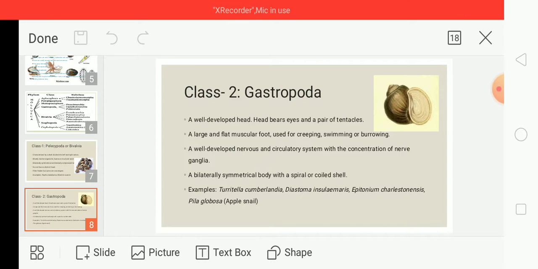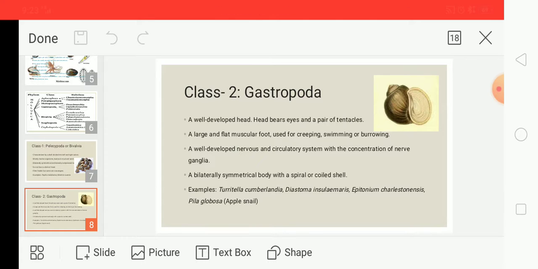The body is unsegmented and asymmetrical. Asymmetrical means the body parts are irregularly arranged around the central axis, so this type of animal cannot be divided into two equal halves. The shell is unvalved and spirally coiled. Unlike in bivalves, where the shells are valved, left and right, here the shell is not valved; it is spirally coiled.